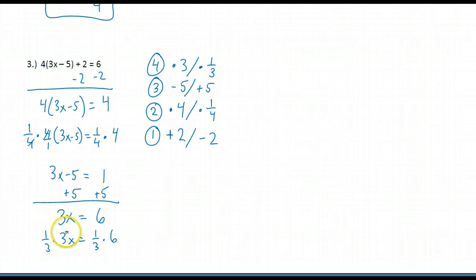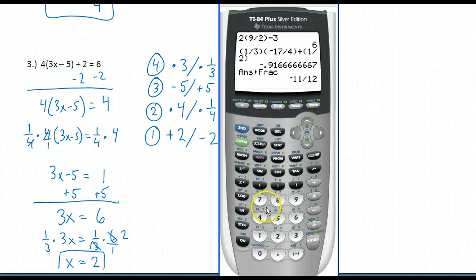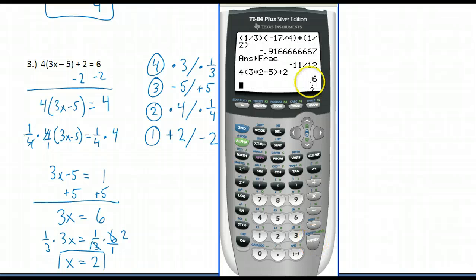1/3 times 3 becomes 1. 1 times x is x. 1/3 times 6. I have a 6 in the numerator and a 3 in the denominator, which becomes 2 over 1, which is just 2. Check my answer. 4 times 3 times 2 minus 5 plus 2. I do get 6 for an answer, so I know that my answer is correct.